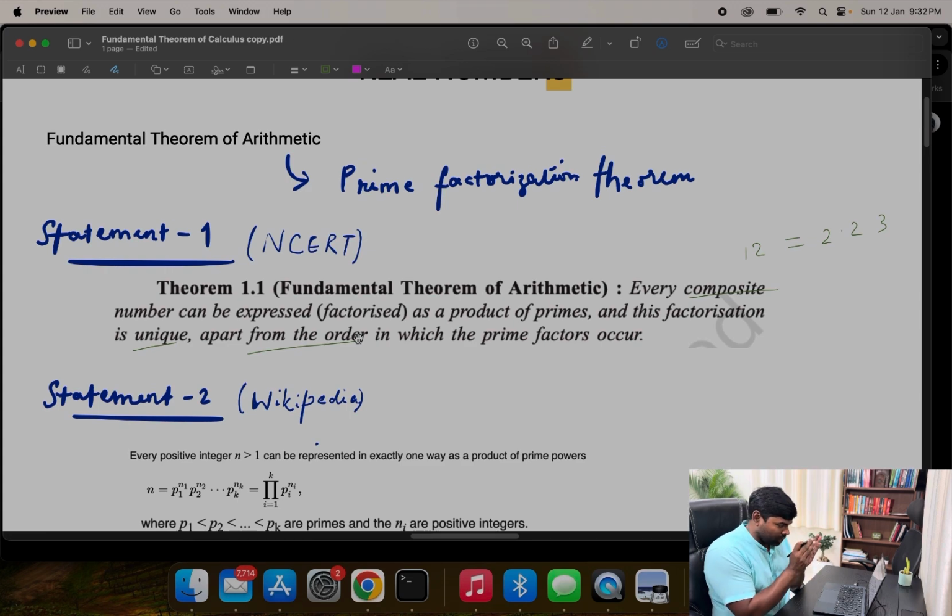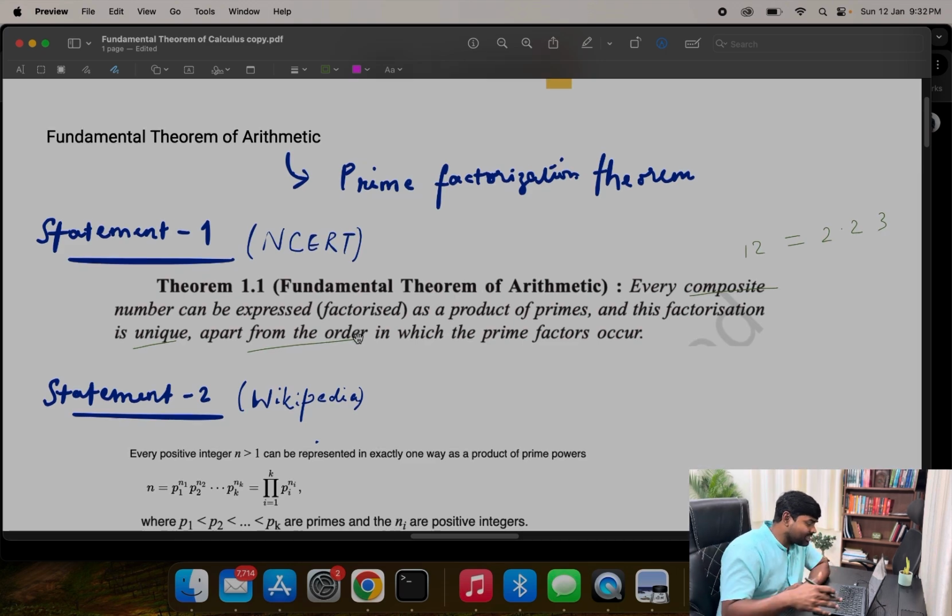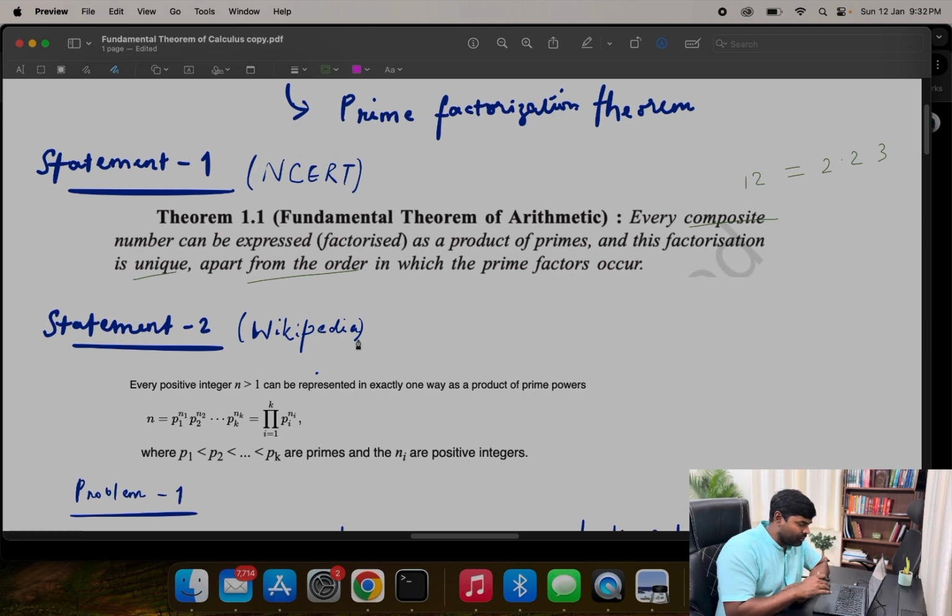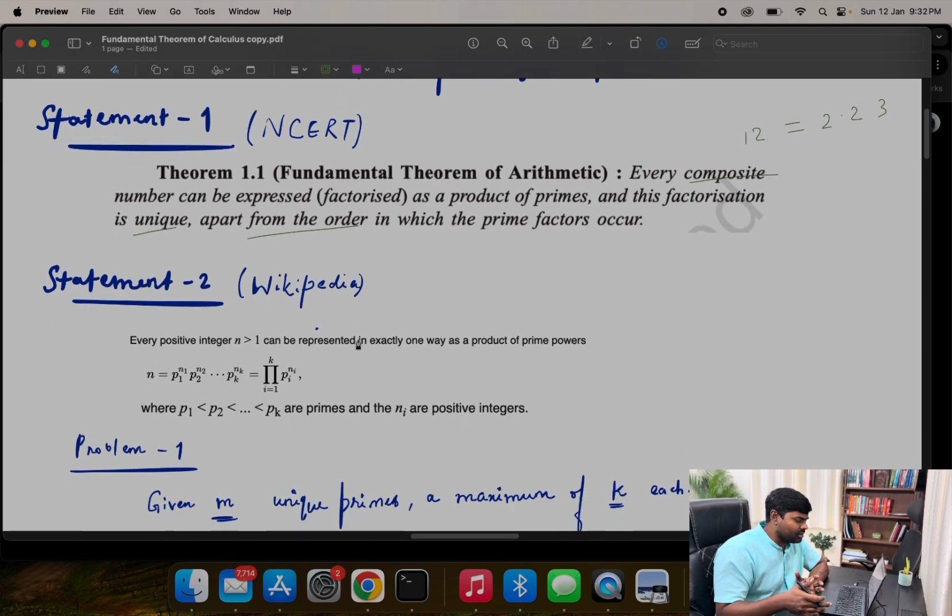All it says is that, okay, you have a composite number. You can break it down as a product of primes, and whatever combination you get, it will be unique for that given number. All right. The second statement is from Wikipedia. Now this one is slightly more formal, so we'll try to make sense of it. But even if you don't get this, don't fret about it.